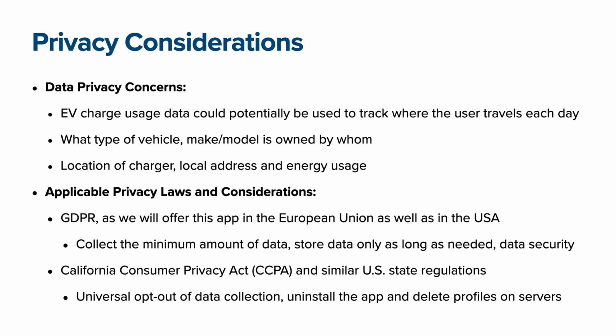Well, we are collecting some data which might potentially be used or useful in tracking where a user travels each day. So that is potentially sensitive information, as well as the location of the charger, such as a local home address. And since we would sell this app in both the European Union and in states such as California, those privacy laws, such as GDPR, would apply to this app. And really, with the fairness practices, it's all about collecting the minimum amount of data, only storing it as long as needed, and having appropriate data security and opt-out procedures in case users aren't happy with this.